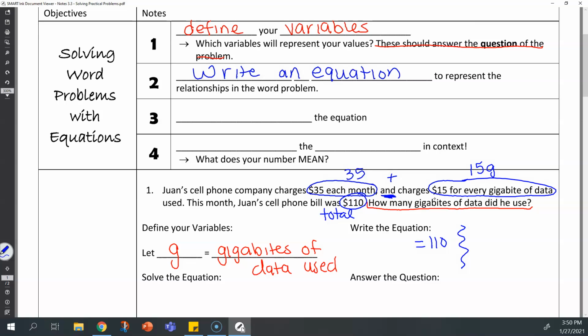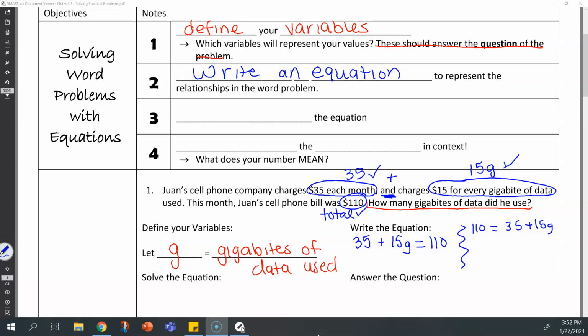Then I can start writing my equations based on the information that I have. On the left side, I know that Juan is already paying $35. Plus, he's going to pay $15 for every gigabyte. So I used my 110, I used my 35, and I used my 15G. Okay, to me, this is the easiest way for me to set up this equation. Okay, if you like to start with your total first, 110 equals that 35 plus 15G, that's perfectly fine.